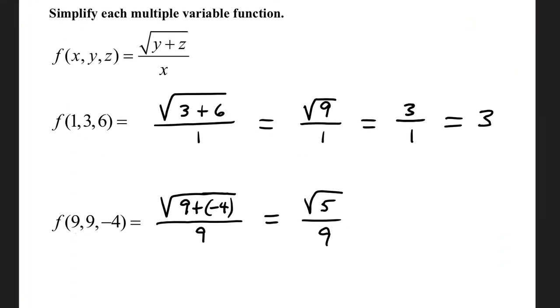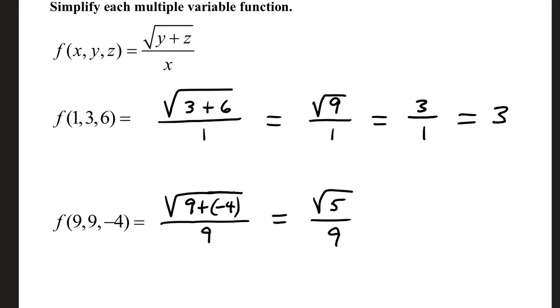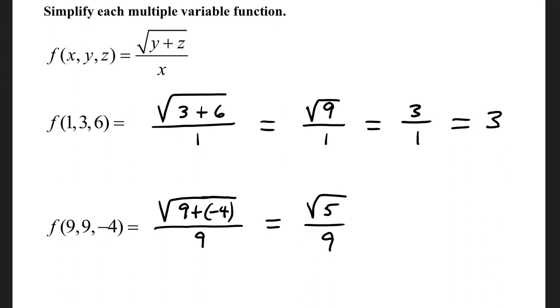Continuing, we have a 3-variable function defined as f of x, y, z, and it's defined as the square root of y plus z divided by x. These numbers in parentheses are in order, respectively, with x, y, z. So f of 1, 3, 6 is going to be 3 plus 6 divided by 1. Square root of 9 is 3, divided by 1 is 3.